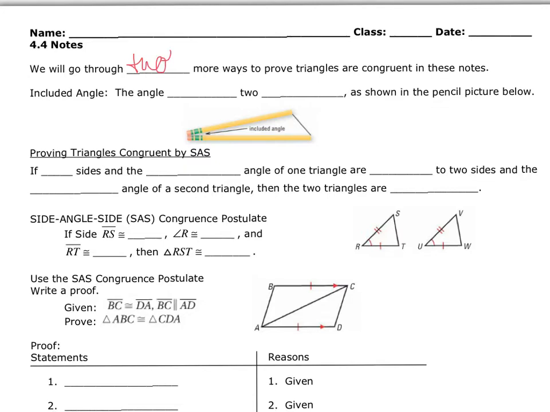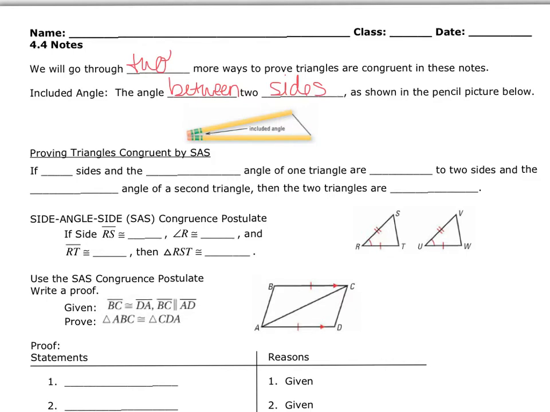Now, kind of a new term we have is included angle. It is the angle between 2 sides. So you can see that kind of in the picture there. So again, included means in between. So basically the angle has to be surrounded by the 2 sides. The angle must be touching the 2 sides.